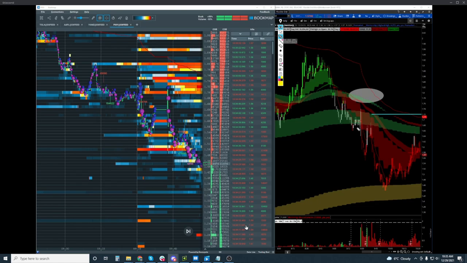So price opens at 9:30 over here and pushes into the 173, 174 area. This area is a wall of sellers area because we don't have only one heat map, but we have multiple in a very tight range.